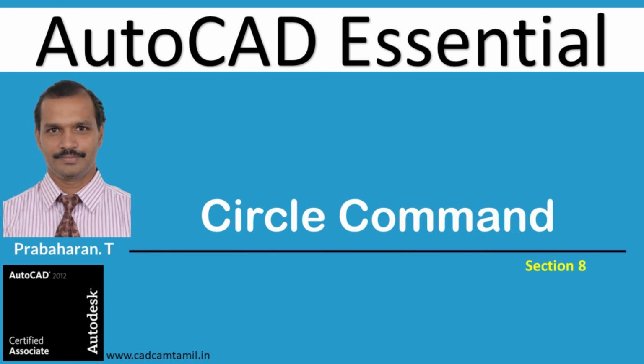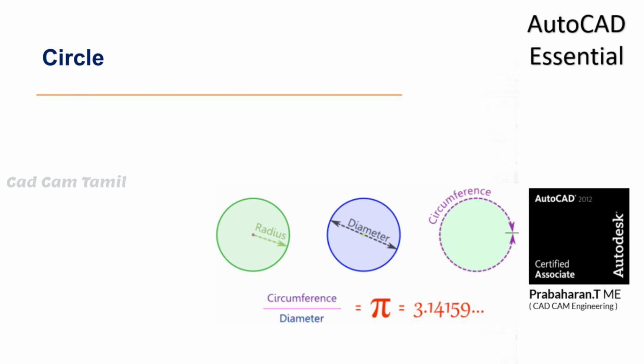This is our session number 8. We are going to discuss the circle command. Generally, what data do we need to draw a circle? We need a center point and a radius or diameter. If you have a circumference, from there we will get the radius or diameter, and we can draw the circle.